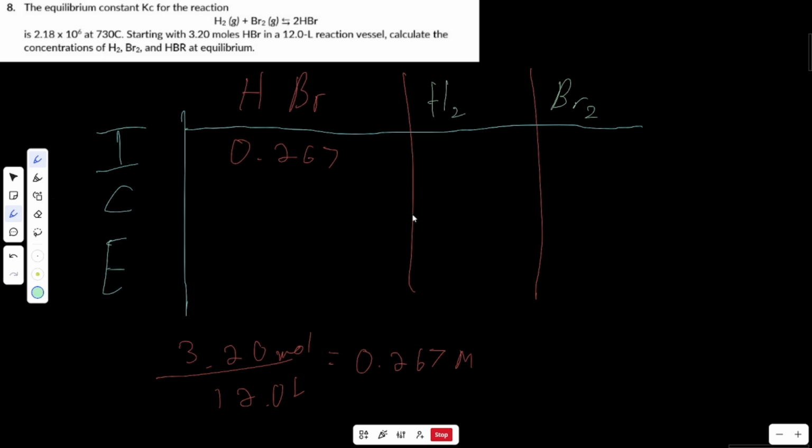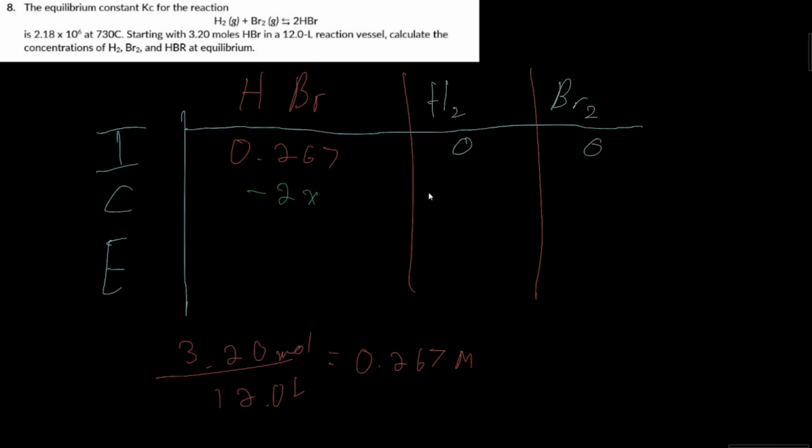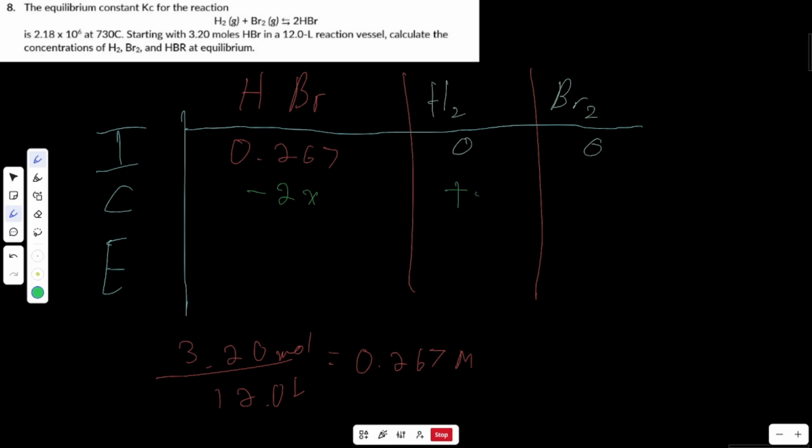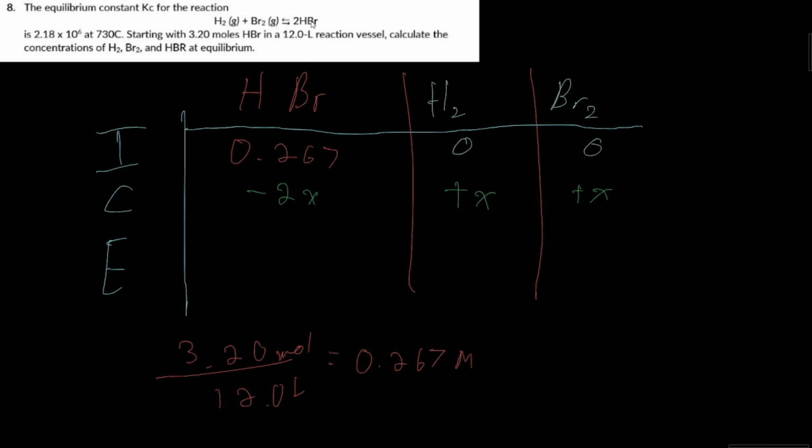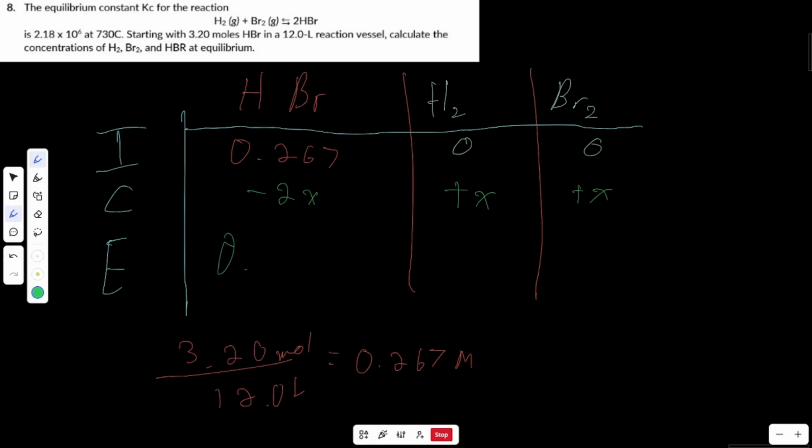We don't have any products yet, so this will be 0. Now our change will be equivalent to minus 2x, because we have 2 moles of HBr being consumed in the reverse reaction, and we'll have plus x and plus x on H2 and Br2 since they only have 1 mole each. So our equilibrium concentration would be 0.267 minus 2x for HBr, and H2 would be x, and Br2 would also be x.